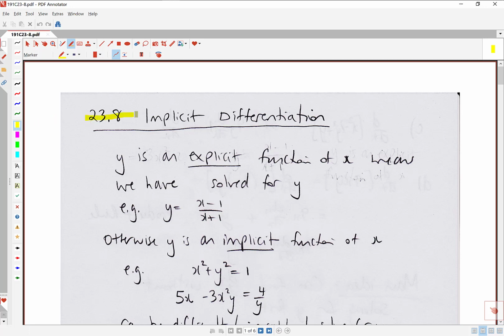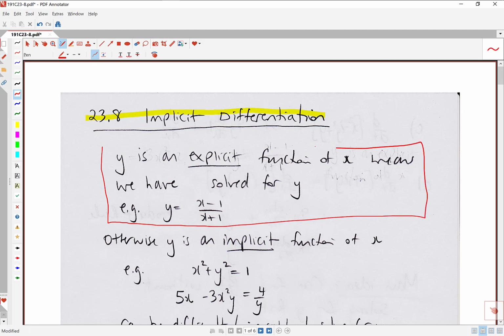In this video, we're going to look at what's called implicit differentiation. And we're going to start off with a definition just to understand the context of what we're doing here. So here's our definition. Let's put that in a box.